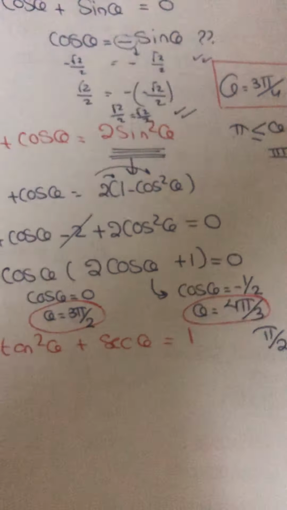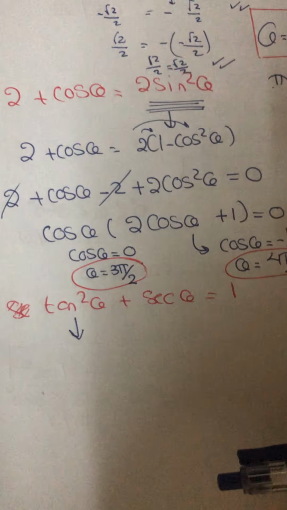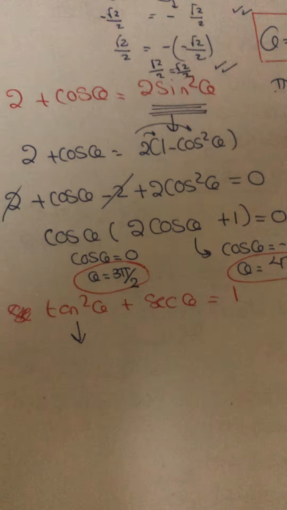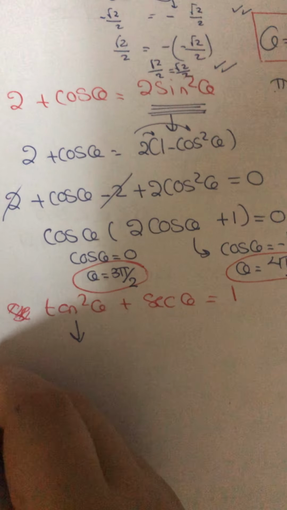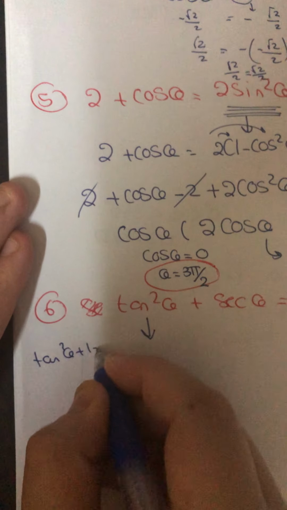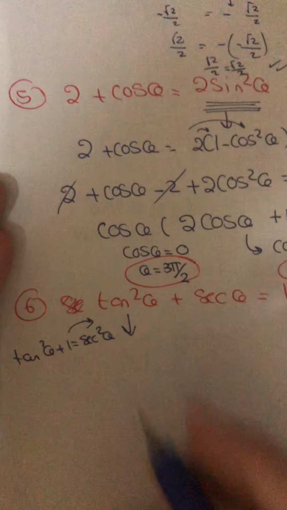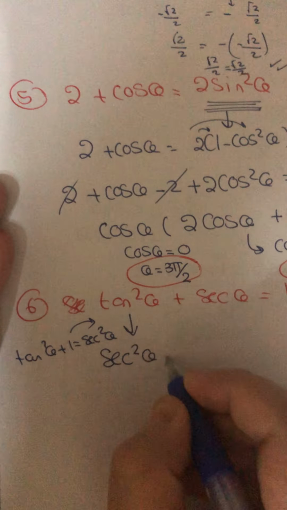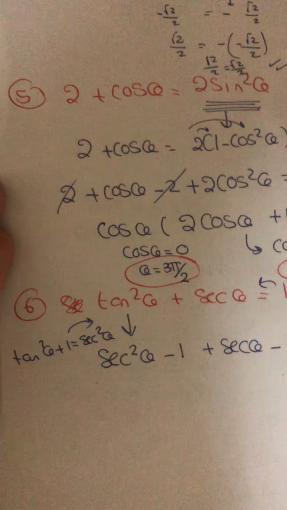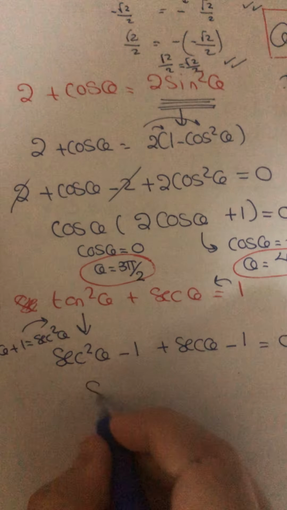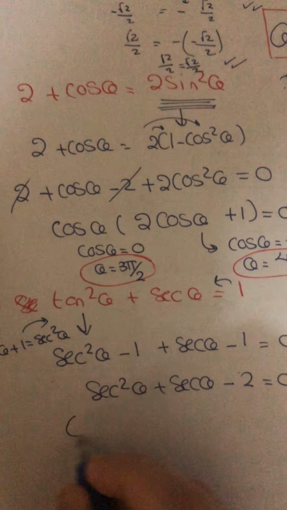For this one you need the Pythagorean identity that will help you change a tan to sec, and then you can have a party of sec, and so it will be easier for you to deal with them than having a tan and a sec. Okay, tan squared theta, remember tan squared theta plus 1 equals sec squared theta, Pythagorean identity. So I can just write this as sec squared theta minus 1 plus sec theta minus 1 equals 0. So sec squared theta plus sec theta minus 2 equals 0.